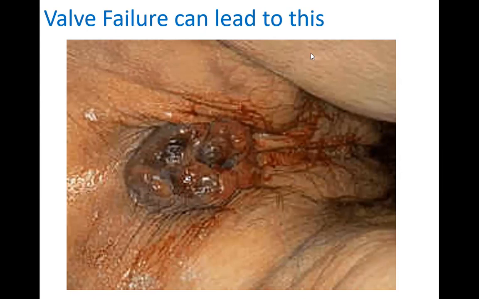Don't women get them after childbirth? Yes, they do, because of the pressure of the baby, the pressure of straining to push the baby out. It's going to cause these veins to distend and maybe the valves fail.